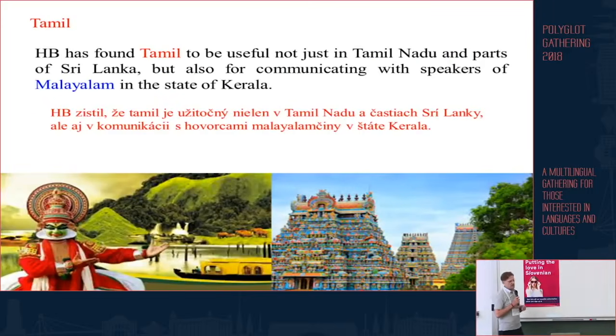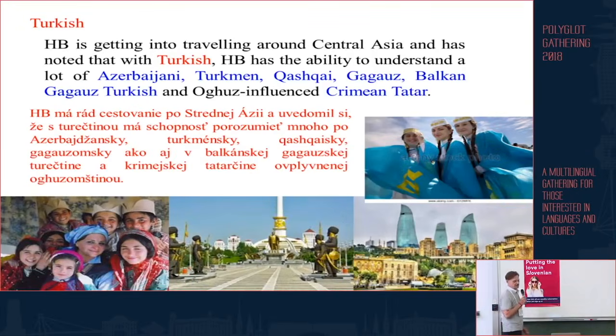Polyglot B speaks Tamil, so loves southern India, so can now speak Malayalam. Polyglot B speaks Turkish, and now wants to travel around Central Asia, which I did, by the way, going in the former Soviet Union, 1981. So I went to all these places that you see listed here. I didn't speak Turkish, I just spoke Russian to everybody.